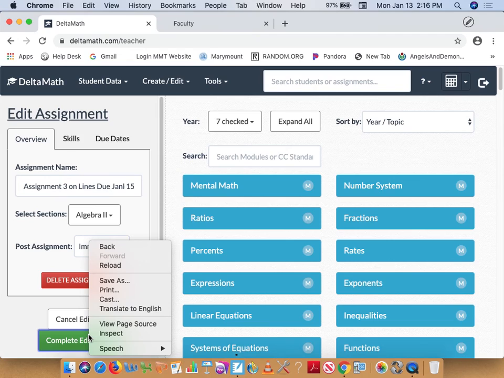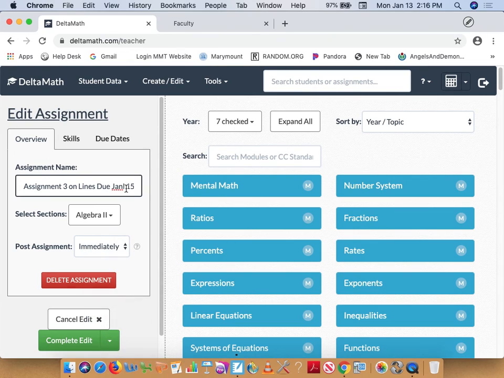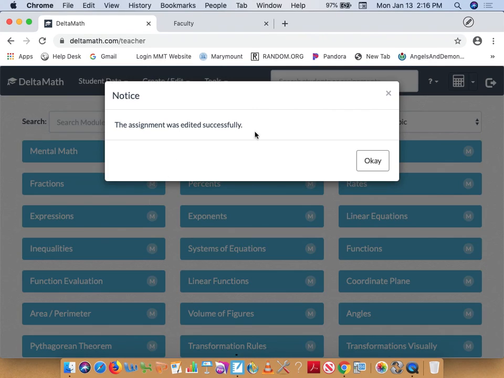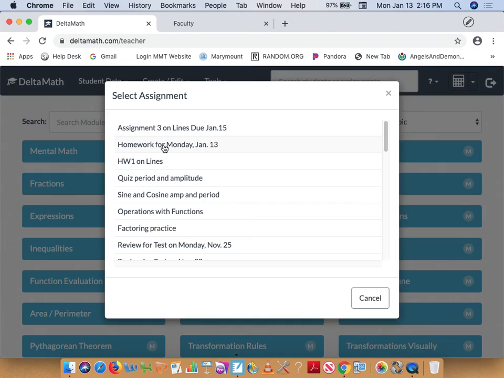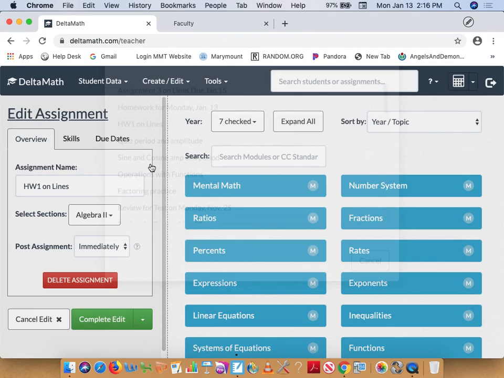It says J. Is that for the? Wait. Oh, yeah, it says J. No, she wrote J. All right. And now I'm going to open up this, homework 1 on lines.